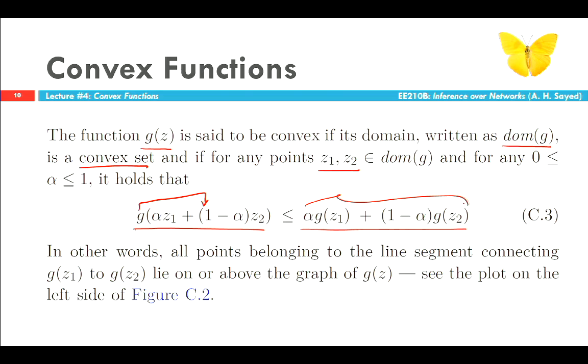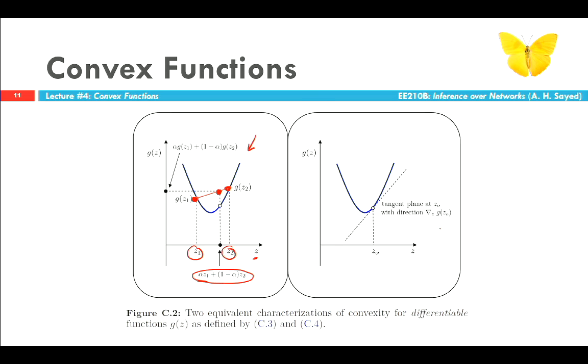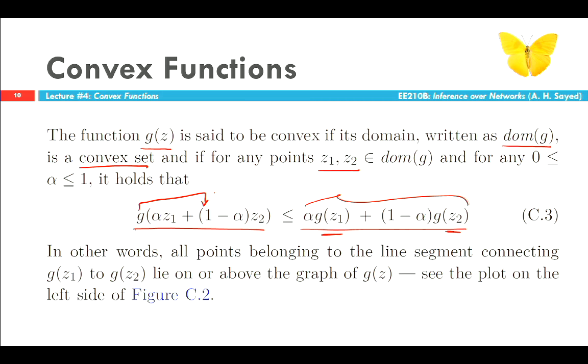If you take a segment that goes from g of z1 to g of z2, right, here it is. This is a segment that goes from g of z1 to g of z2, right? The right-hand side is a point on that segment, right? So what the definition of convexity is saying is that the value of the function at any intermediate point on the segment will be below, right, the segment connecting the values of the function at the endpoints. That's what it means. You understand the definition?